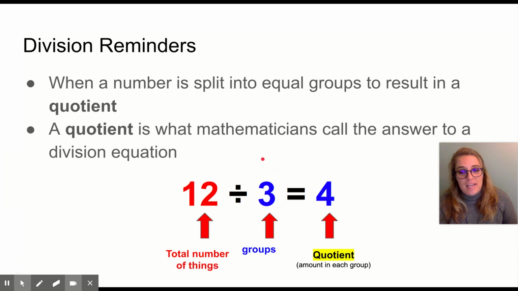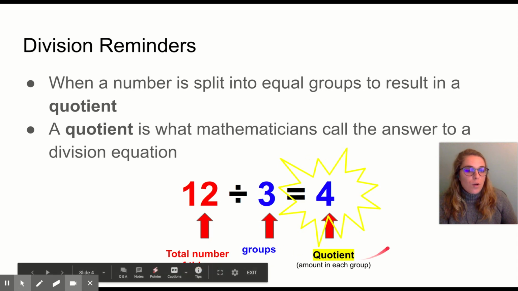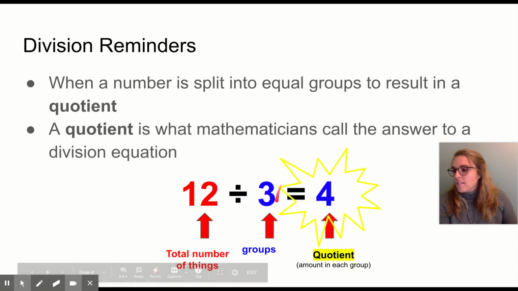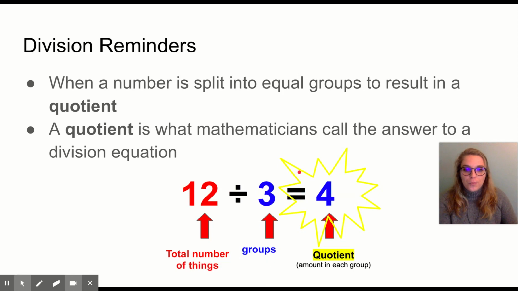Basically, in the multiplication equation 3 times 4 equals 12, the 4 was a factor, and that factor transformed into our quotient here. So our quotient tells us how many go in each group when we split 12 into 3 groups. The quotient is one of the factors from your multiplication equation that just transformed and got a special name because now it's the answer to our division equation. So cool. Yeah, I thought so too.